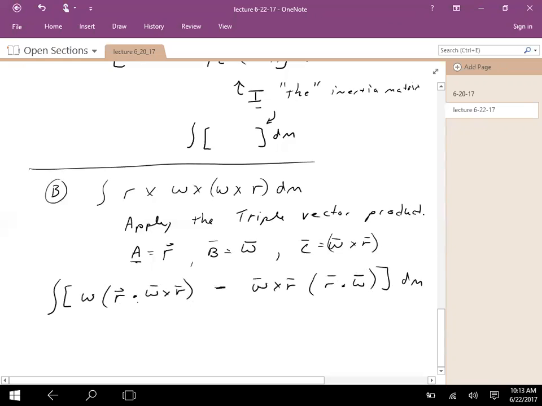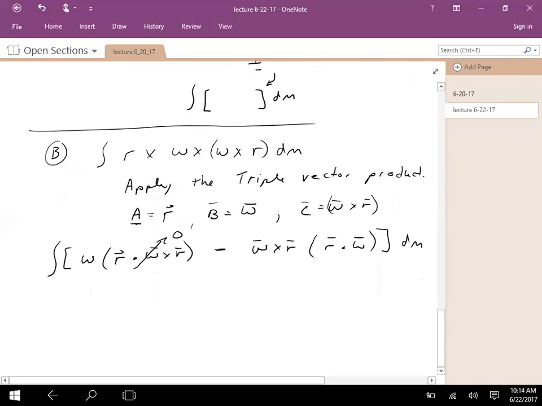Now, R dotted with omega cross R. What do we think that is? Yes, it's 0. Omega cross R gives me a new vector that's perpendicular to both omega and R. At the moment I don't care what it is, but I do know it's perpendicular to omega and perpendicular to R. R dotted with something perpendicular to R, that term goes to 0. And I'm left with this next term.